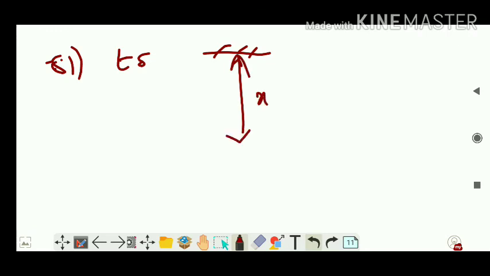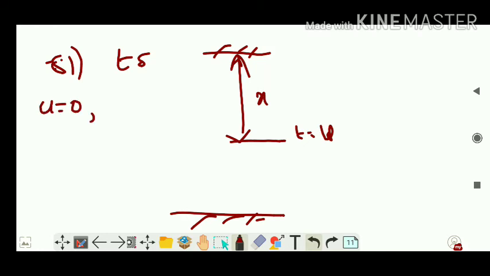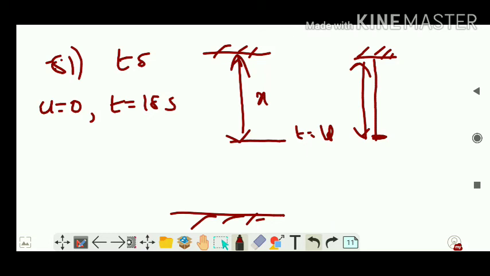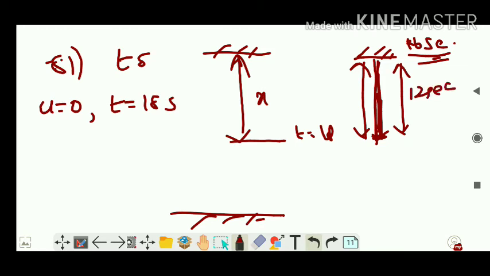At the time t is equal to 18. This is ground, okay? So for the first ball, initial velocity is 0, and let's say it is traveling for 18 seconds. This ball had traveled for 18 seconds and it came over here. The second ball is dropped after 6 seconds. So if the first ball has taken 18 seconds to reach here, the second ball has taken only how much? 12 seconds to reach here, because it is dropped after 6 seconds. I hope you understood it.